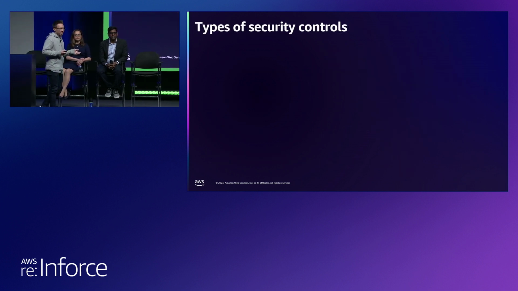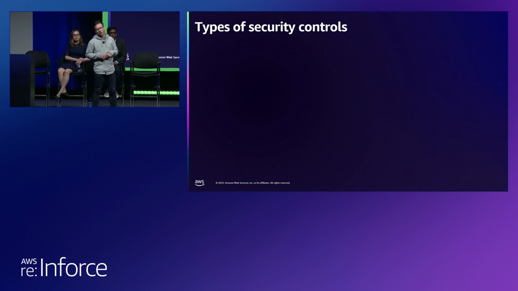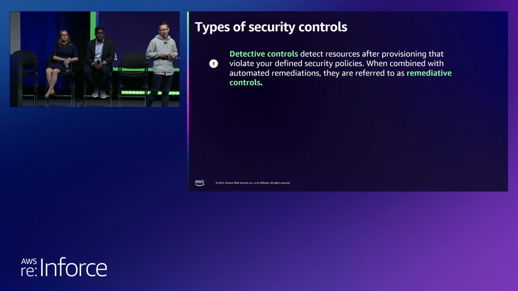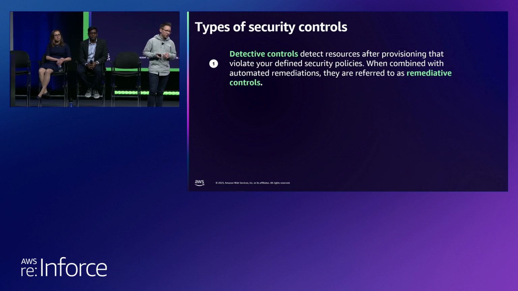So now that we've talked about the journey of defining what security controls you should establish in your environment, we're going to talk about the different types of security controls that you might establish across your environment. And one of those is detective controls. These are the types of controls that you're going to use to detect configuration risks, misconfigurations, policy violations. These occur after provisioning, so this is a post-provisioning life cycle.